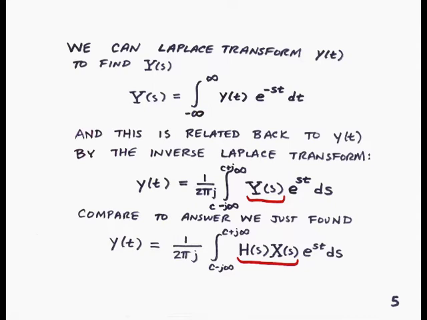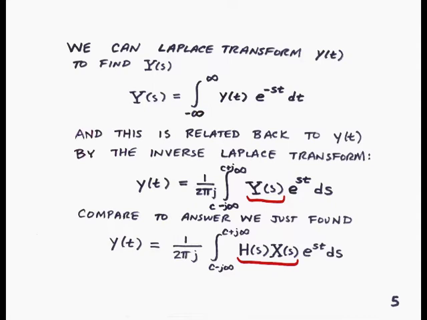But now I want you to compare the definition of inverse Laplace transform back to the answer we just found on the previous page. That was y of t equals 1 over 2 pi j integral in the complex plane of h of s times x of s e to the st ds. And we obtained that result just by arguments from superposition and the argument that an everlasting exponential will have a special relationship with a linear time invariant system. Now comparing these two expressions for y of t, you'll note that for these two to be equal, we must have y of s equal to h of s times x of s.